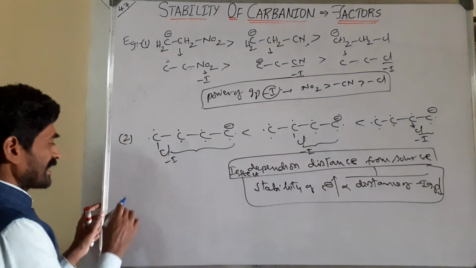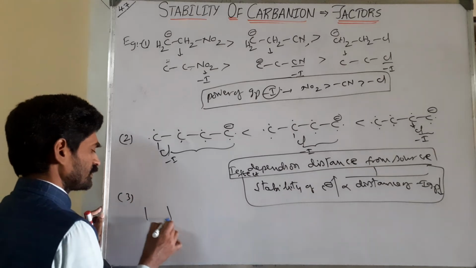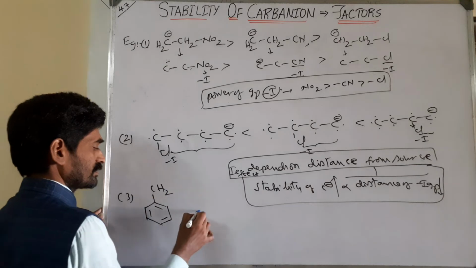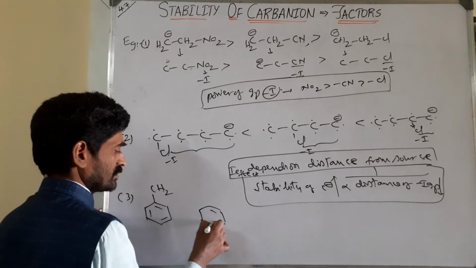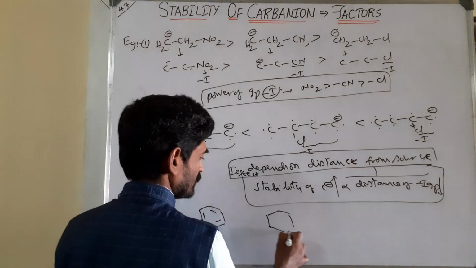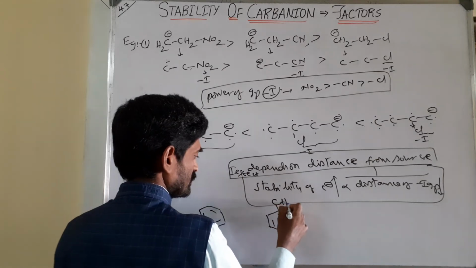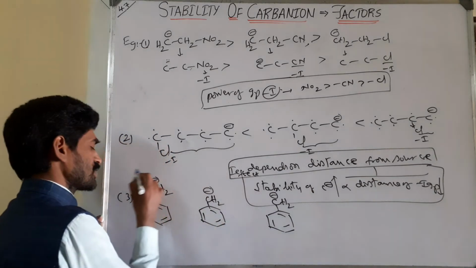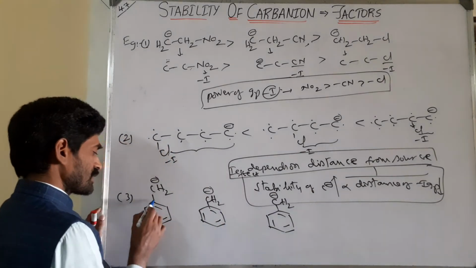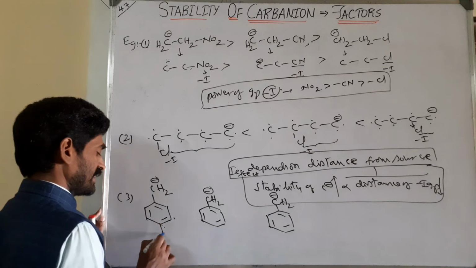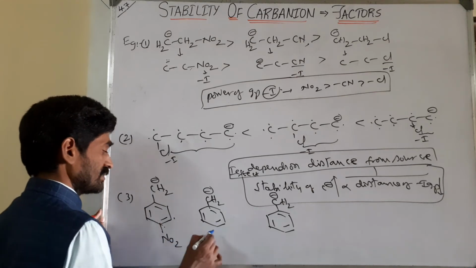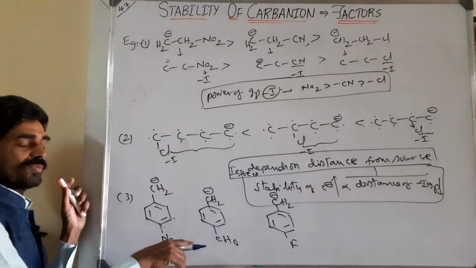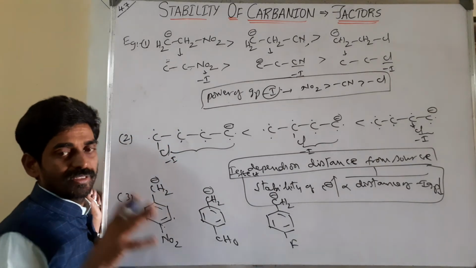Next one, another example. CH2 minus on the ring, and in the para position, the fourth position, maybe an NO2 group is present, an aldehyde group is present, and fluorine is present. Among these carbanions, which is more stable?